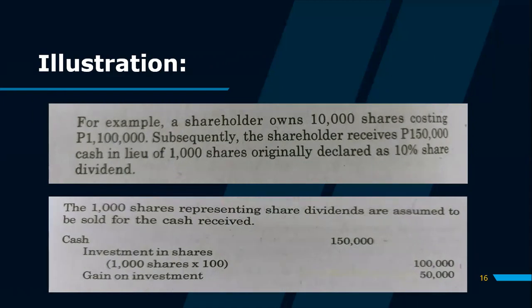So the 1,000 shares representing share dividends are assumed to be sold for the cash received. So we have cash of 150,000, and then investment in shares of 1,000 shares received times 100, which is the original price of the shares, which was not written here. So we have the investment in shares 1,000 times 100, we have 100,000, and the difference is gain on investment.